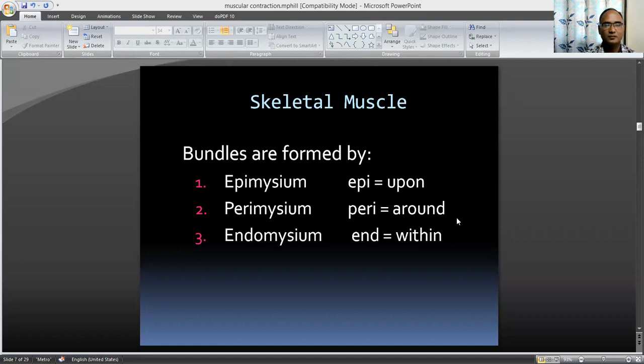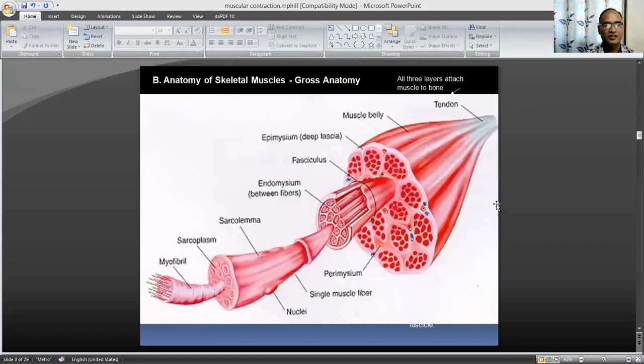So, this picture shows very clearly the muscle and tendon. The bone is connected to the muscle with the help of the tendon only. The tendon is not a muscle, it's a white fibrous tissue. After the tendon there is the muscle belly. In the muscle belly, more than 100 or 1000 muscle fibers are connected together.